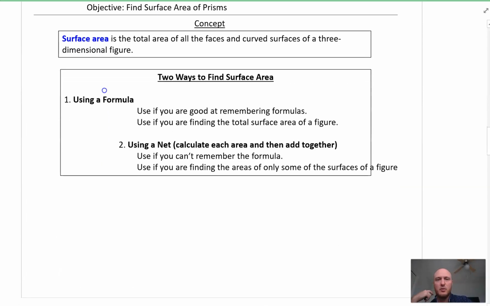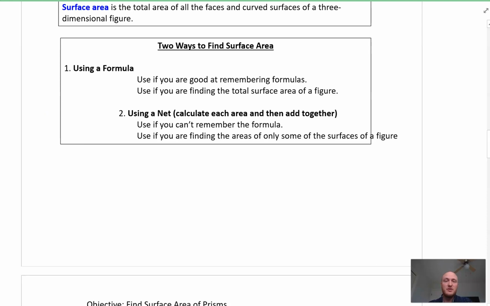All right, so what we want to do is calculate the surface area of prisms. And remember, surface area is the total area of all the faces and curved surfaces of a three-dimensional figure. There are two ways you can do this. You can use a formula, which is what I recommend, and we're going to show you how those are calculated. Or if you're not good with formulas, you can use a net, where you draw each little piece out and calculate the two-dimensional areas instead.